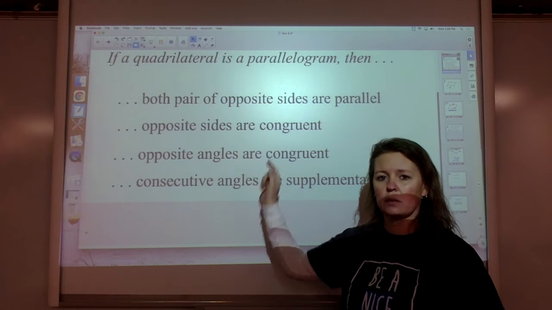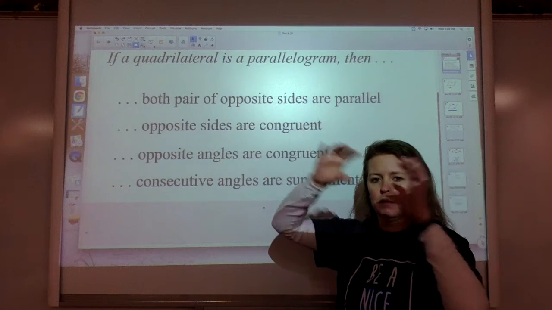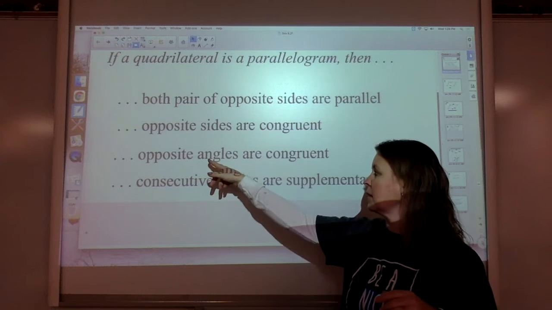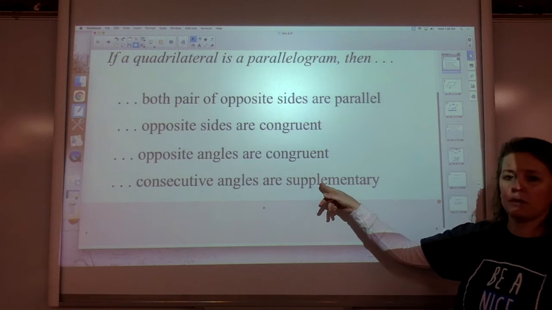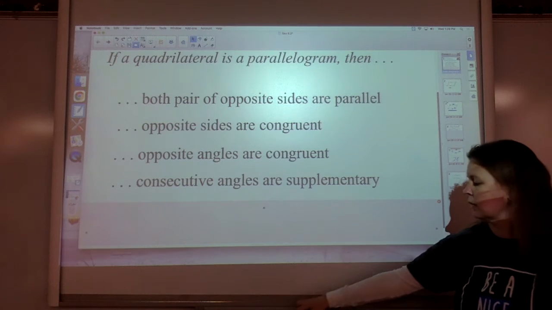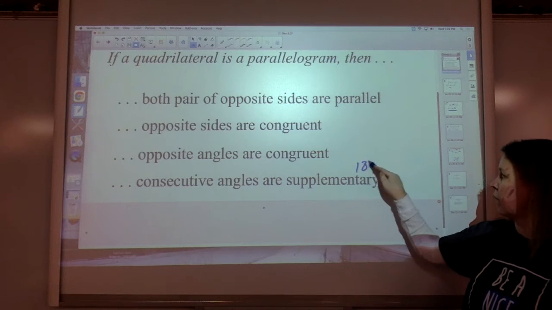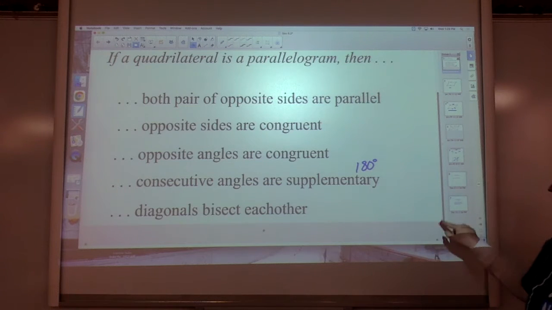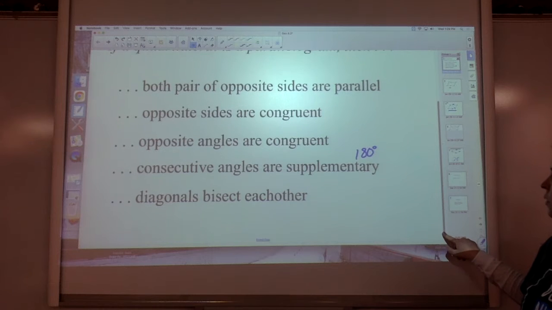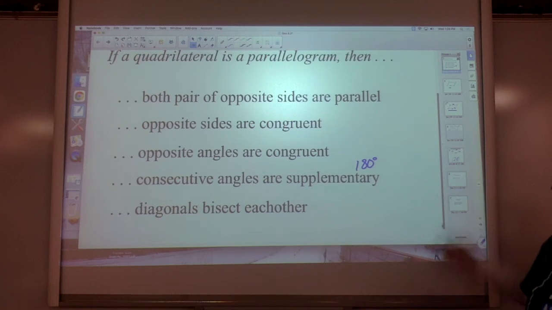Consecutive angles, they're next to each other. They're not across the parallelogram from each other. If they're not opposite angles, they're consecutive on a 4-sided figure. Supplementary, they're going to add up to 180 degrees. Throw that on there if you are afraid you're going to forget and think that it's complementary or a 90. And their diagonals also bisect each other. Write down those 5 properties.